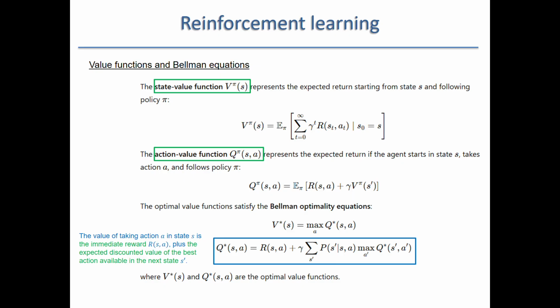To find the optimal policy, we should find state value functions and action value functions, Q and V, such that they satisfy the Bellman optimality equations. That is, the value of a state is the maximum over actions of Q of that state and action, so the best action that we can take. This can be expressed also this way.